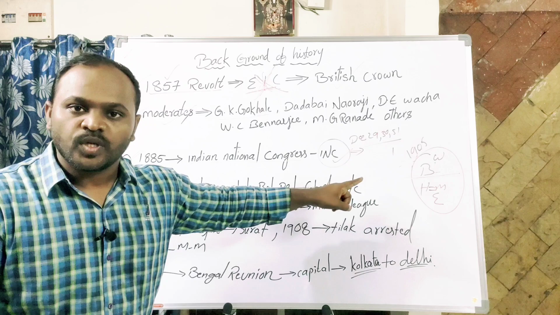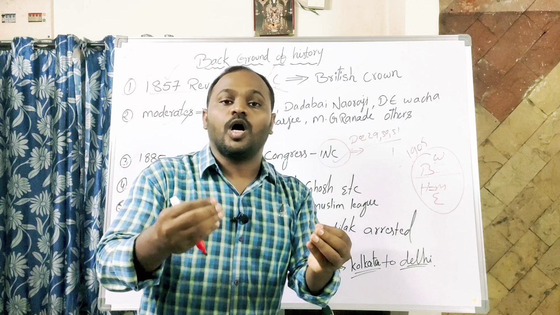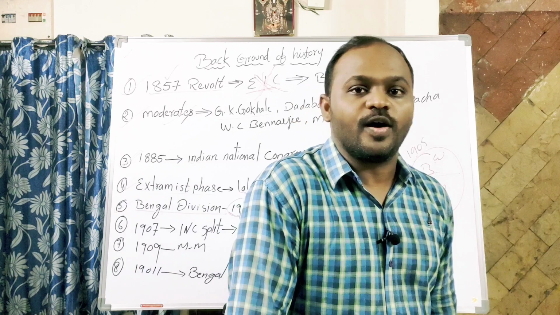At the same time, when they divided Bengal, the number of movements originating there also decreased, so that they could rule India for a longer time. This is how the Britishers played their role each and every time with Indians.